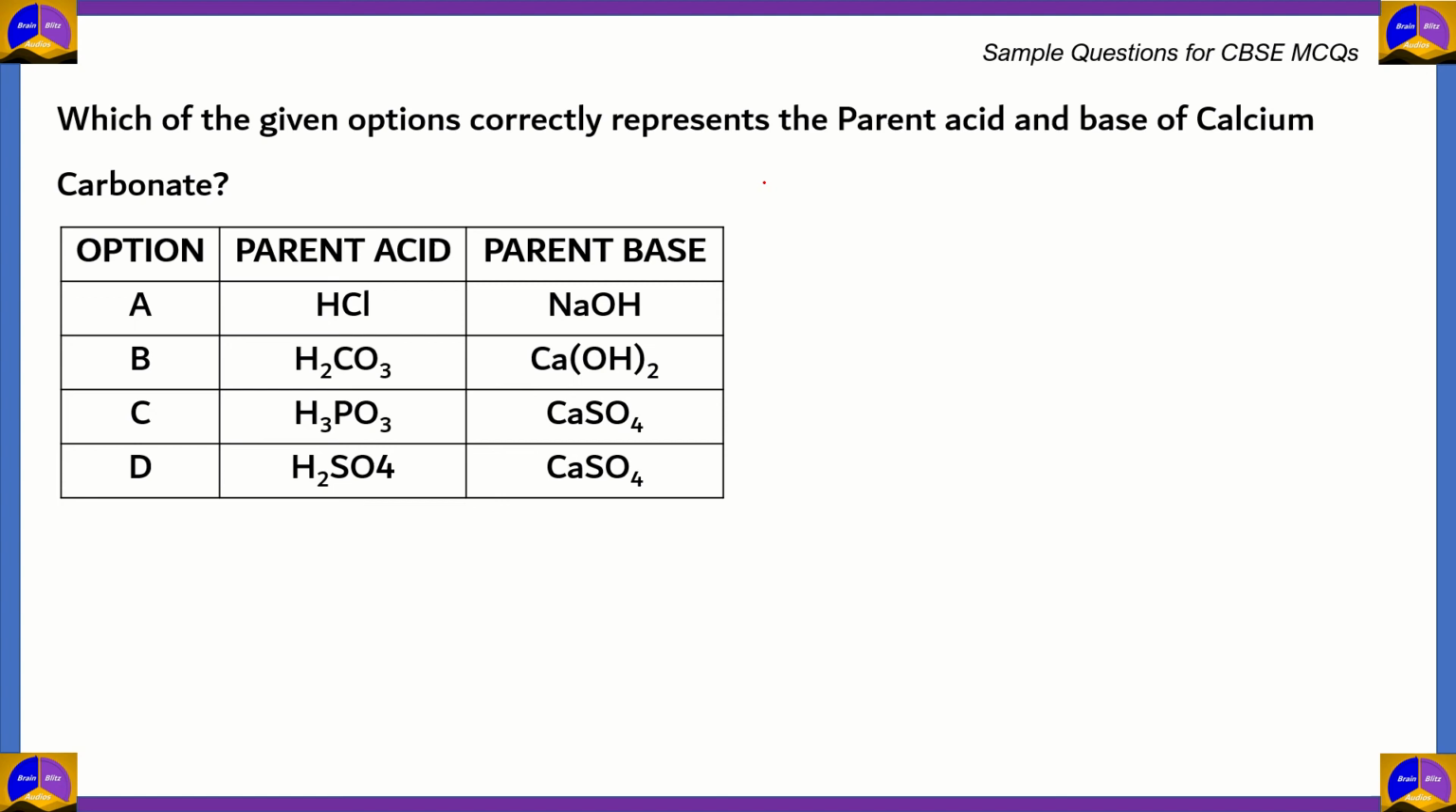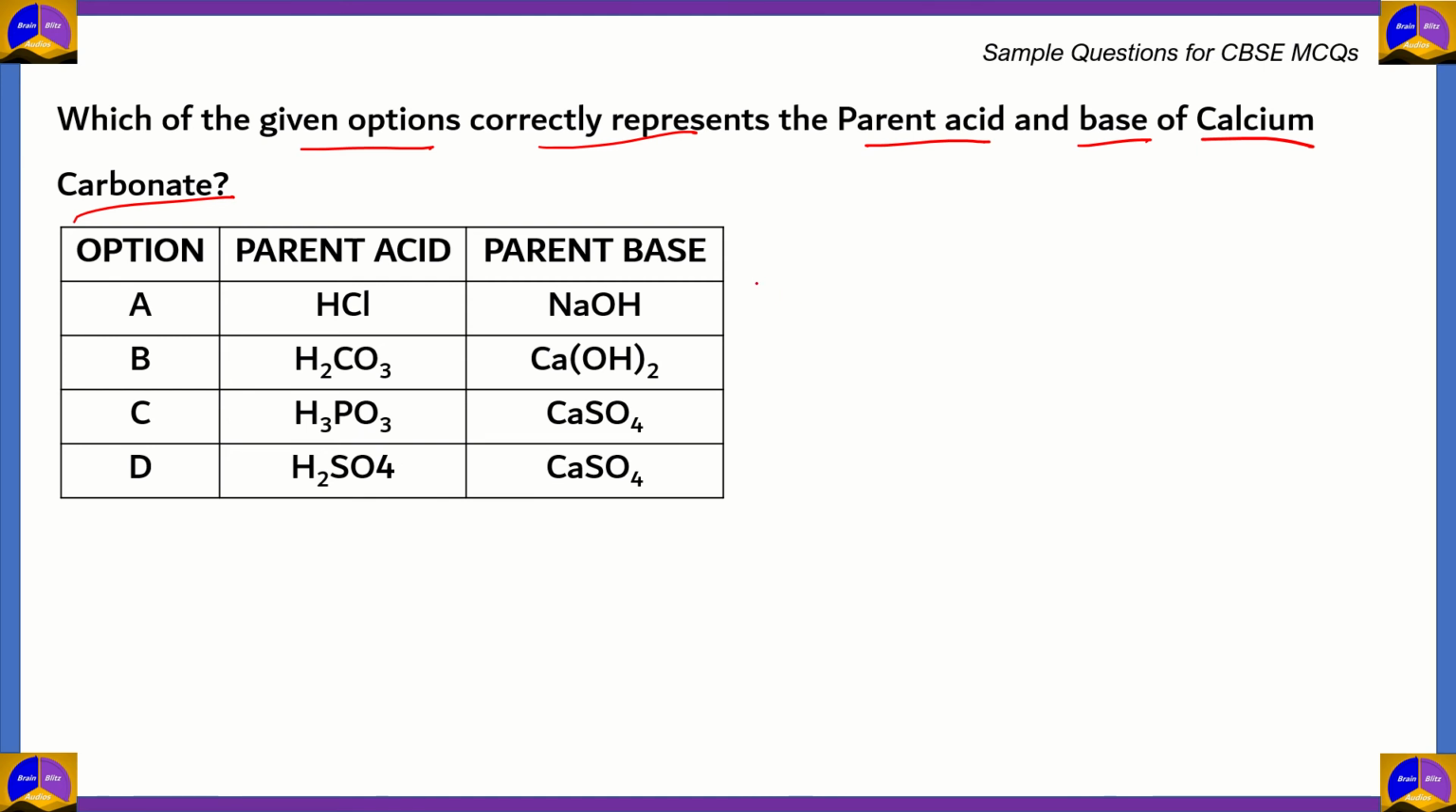Now, let's look at this question. Which of the given options correctly represents the parent acid and parent base of calcium carbonate? Is it HCl-NaOH, H2CO3-Ca(OH)2, H3PO3-CaSO4, H2SO4-CaSO4?